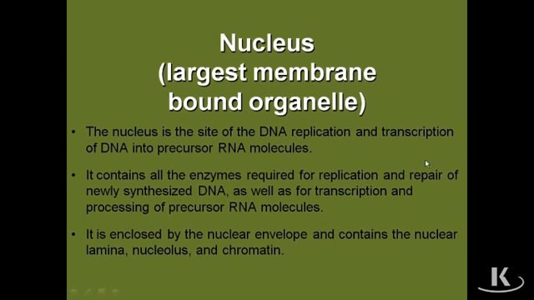All right, so the first organelle we're going to deal with is the largest of the membrane-bound organelles, and this is the nucleus. Certainly, as you know from biochemistry, it's the site of DNA replication and transcription of DNA into RNA molecular precursors. Contains all the enzymes required for repair and replication of newly synthesized DNA and its transcription. Nucleus is one of two organelles that's actually bound by a double membrane in the form of the nuclear envelope. And inside the nuclear envelope will be the nuclear lamina, a nucleolus, basically what we call a nuclear inclusion, and obviously two different forms of chromatin.